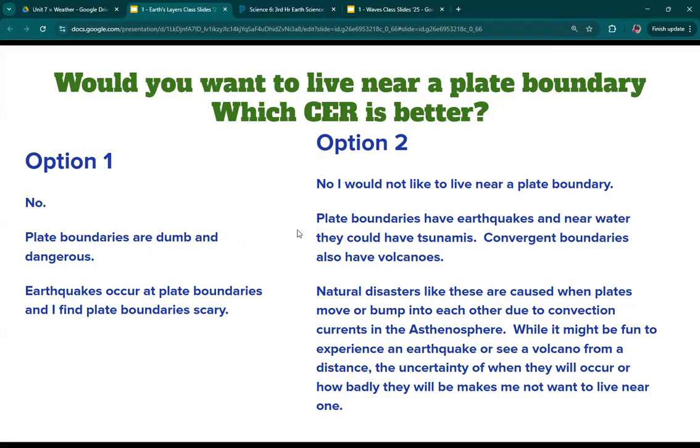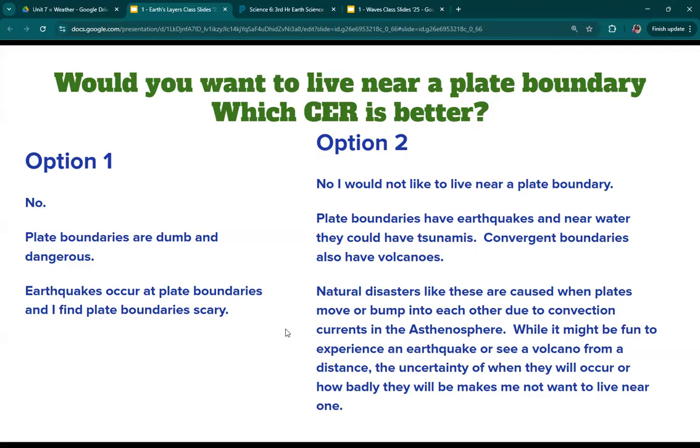If we take a look at option 2, it says plate boundaries have earthquakes, and near water, they could have tsunamis. Convergent boundaries also have volcanoes. These are facts. It's saying exactly what happens at plate boundaries. There's no judgment here. It's not my opinion. It's just this is what happens. This is great evidence. Full points for option number 2. Now let's go to our reasoning.